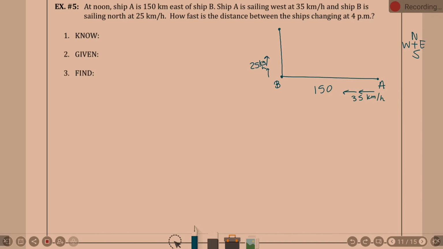How fast is the distance between the ships changing? So what are we looking at there? Triangle. You're looking at the distance between the ships, because if you've got ship A here moving that way, you've got ship B here moving this way. Okay, so we're looking at that distance.